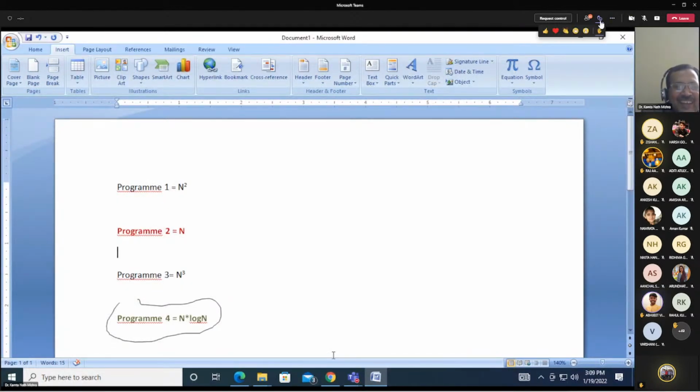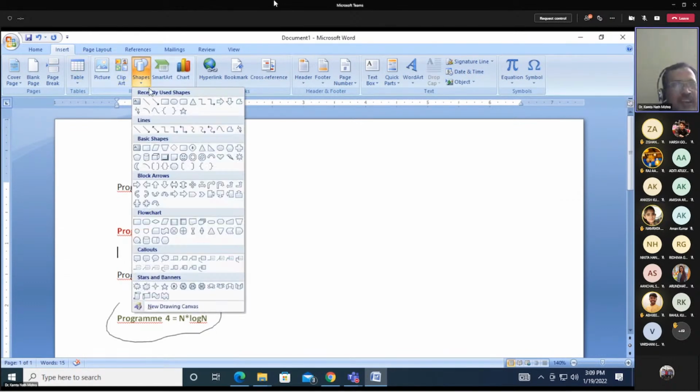Sir, n वाले को ज्यादा मिलेगा. n वाले को ज्यादा मिलेगा ना? n log n वाले को कम मिलेगा. Yes. No, sir, n log n वाले पे ज्यादा मिलेगा. The algorithm which is taking n log n time, that is taking more time. Yes, sir. The algorithm that is taking only n time, that is taking less time.